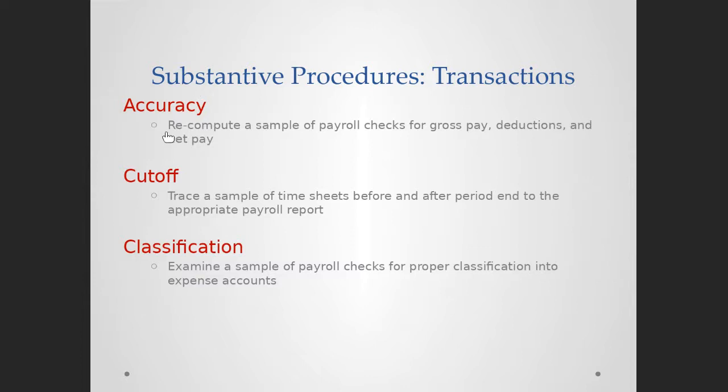The next is recomputing a sample of payroll checks for gross pay, deductions, and net pay to test accuracy. Now, every single employee's payment was calculated. The gross is the total amount of salary. The deductions are those taxes and other items that are reduced from the gross pay, and the net pay is the amount that the employee gets paid. Now, the calculation could be very complicated in some cases, and you want to make sure that you recalculate a sample of checks to make sure that the calculation was accurate. Let's take a look at an example.